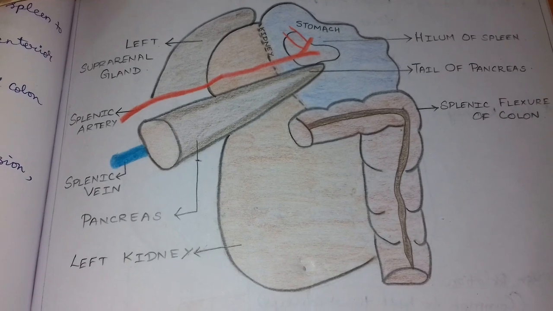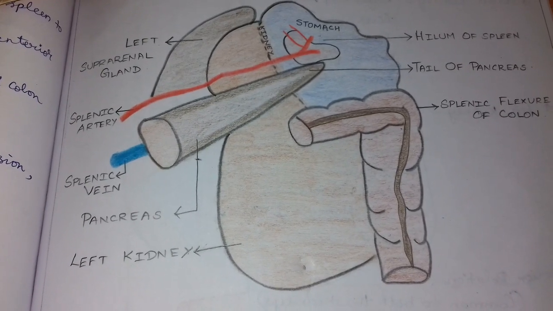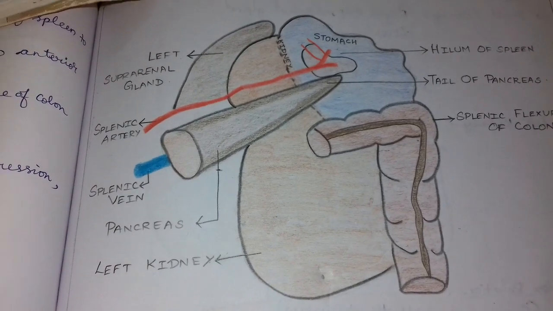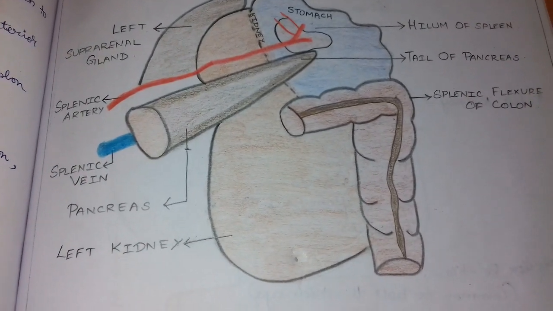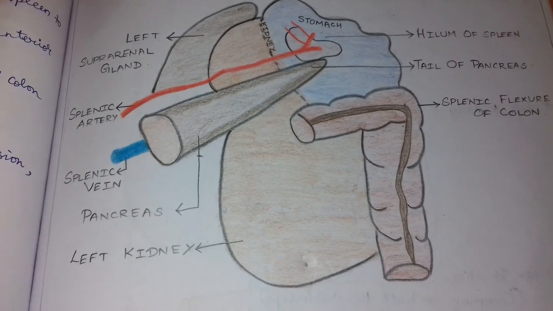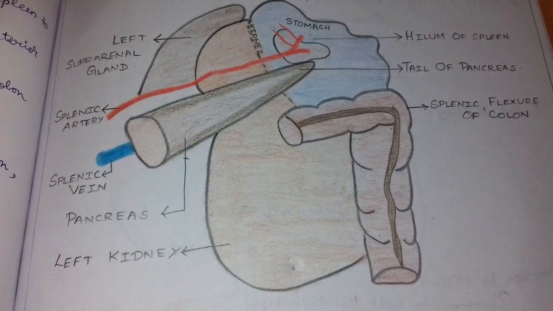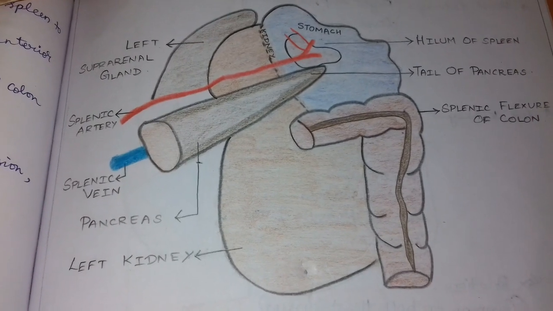Dimensions of spleen are: it is 1 inch thick, 3 inches broad, 5 inches long, 7 ounces in weight, and it is related to 9th to 11th ribs. Normally, the spleen is not palpable. The spleen is palpable only in case of splenomegaly.